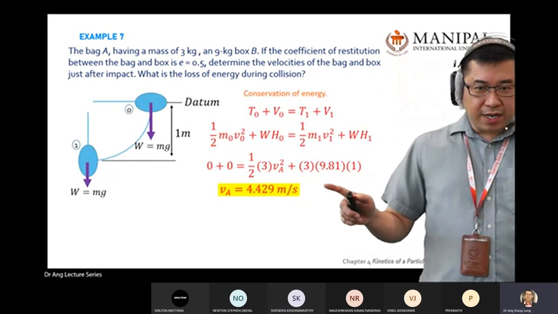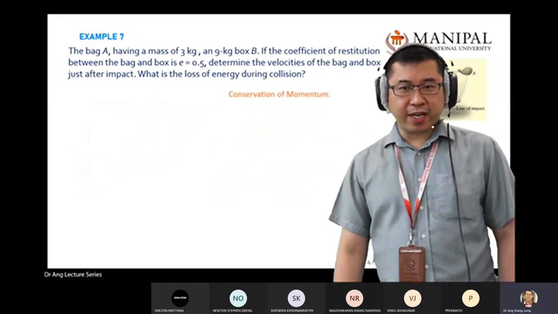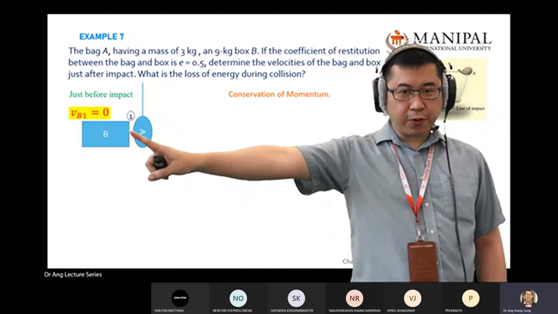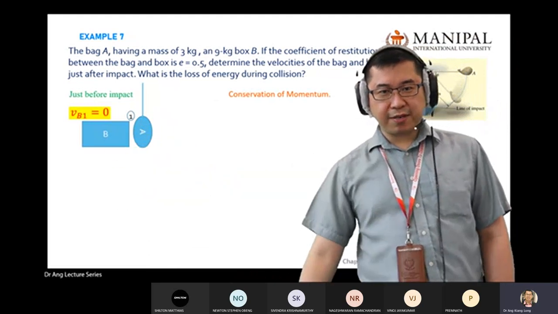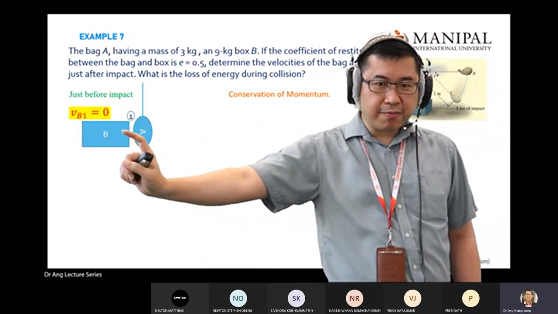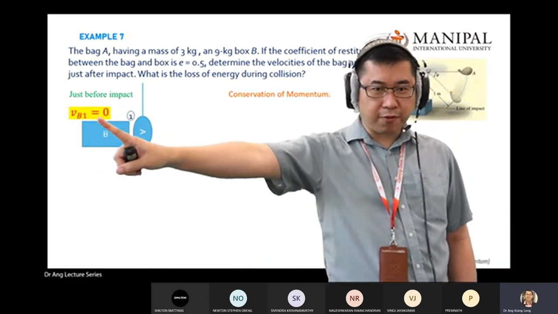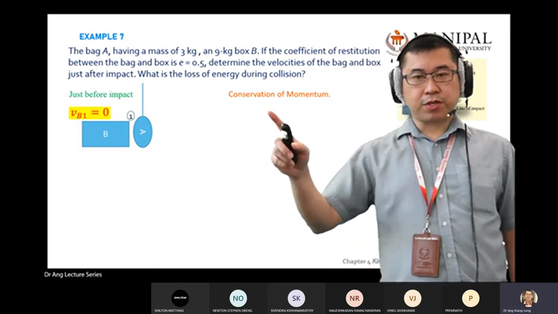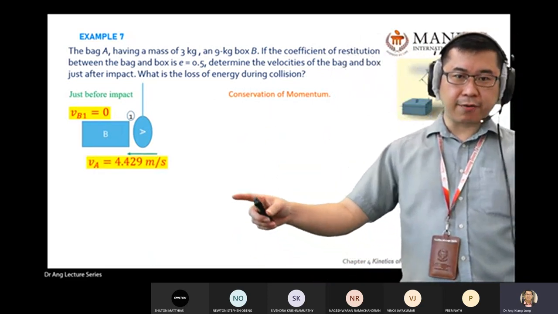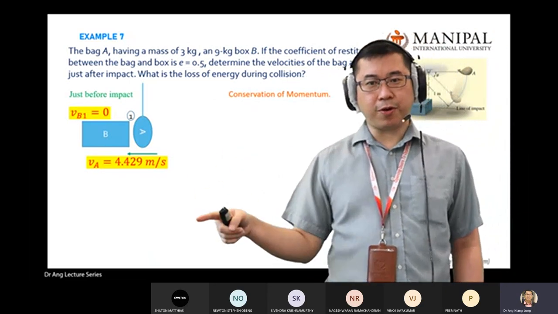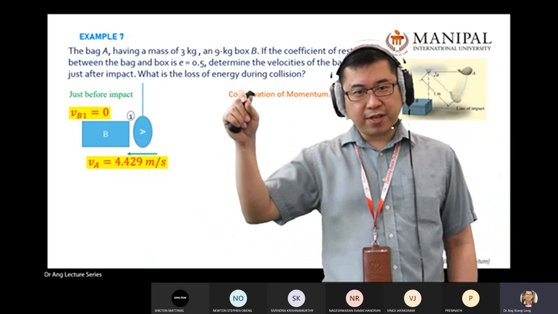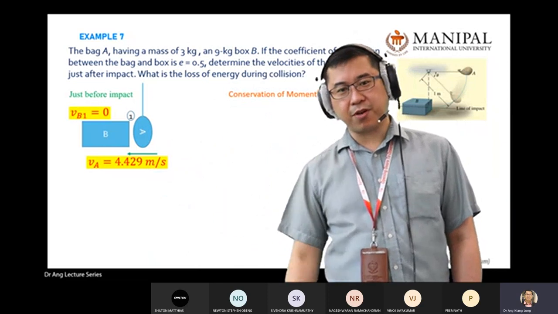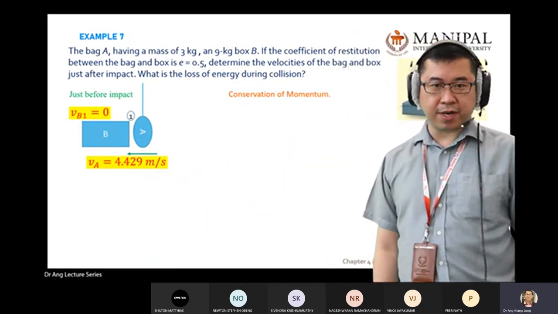Once you find your VA, you go back to the question asking you, and draw the free body diagram just before the impact. You draw A, you draw B, and before impact, B doesn't move, so VB1 is 0. So VA1 you define, right? So you use conservation of momentum. Okay, VA1 is just fine. So as you can see, it's going to snowball. If you are wrong in section A, you find the wrong VA, VB, then section B and C will be wrong already, because you are going to use this value in your answer.